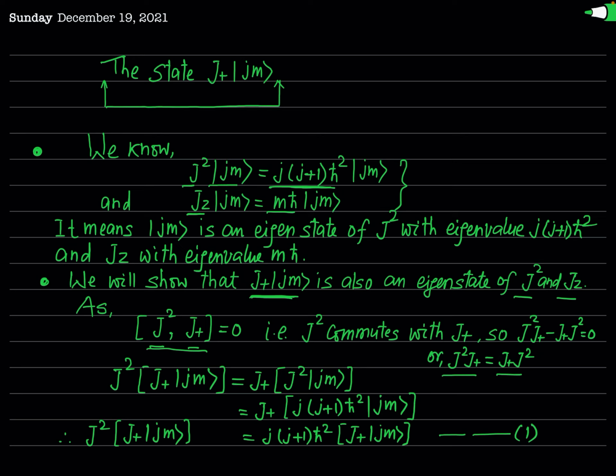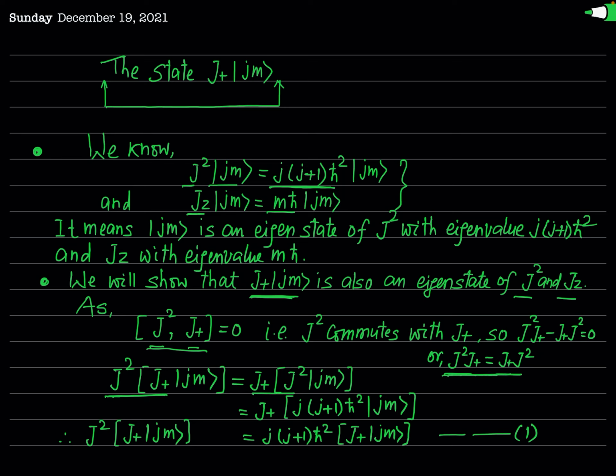So when we operate J squared on the eigenstate J plus |j,m>, what will be the result? Since we have seen here that J squared J plus is equal to J plus J squared, J squared J plus can be replaced by J plus J squared. So J squared operated on J plus |j,m> can be written as J plus operated on J squared |j,m>. From this result it is evident.